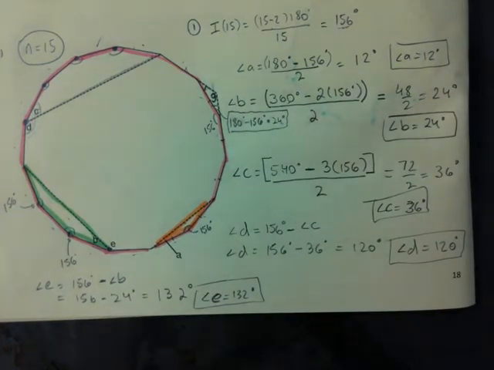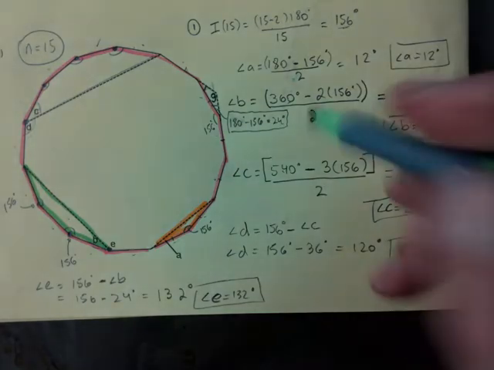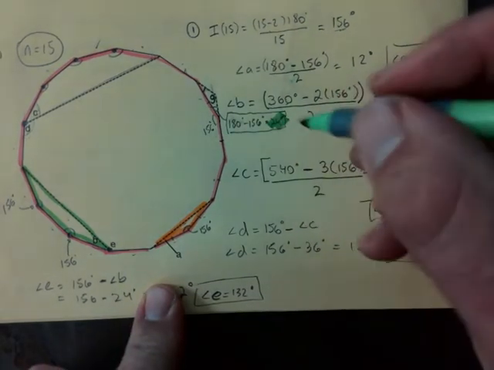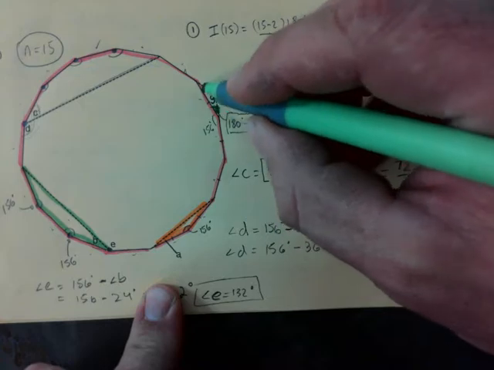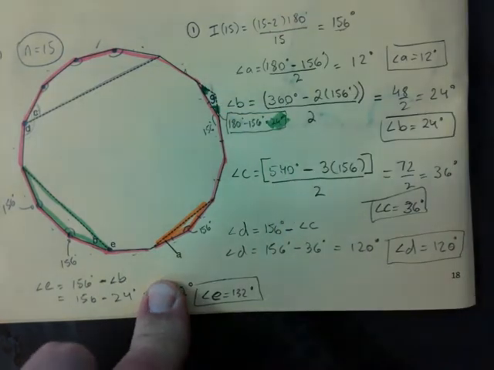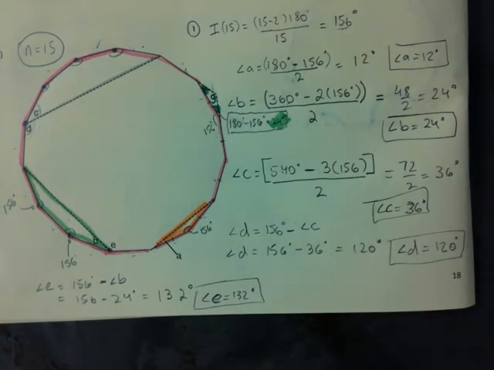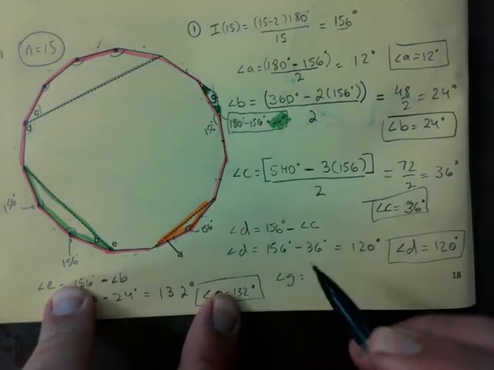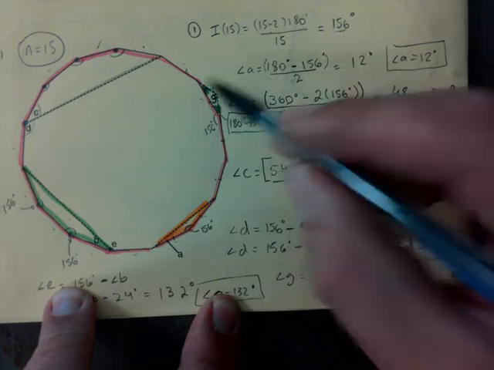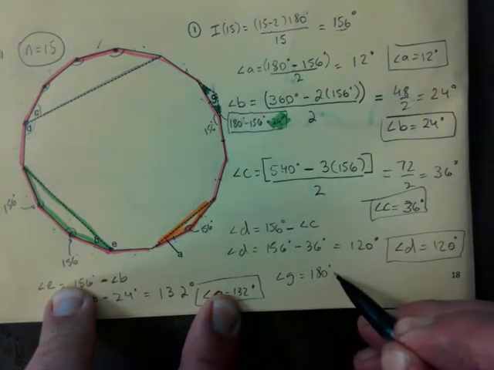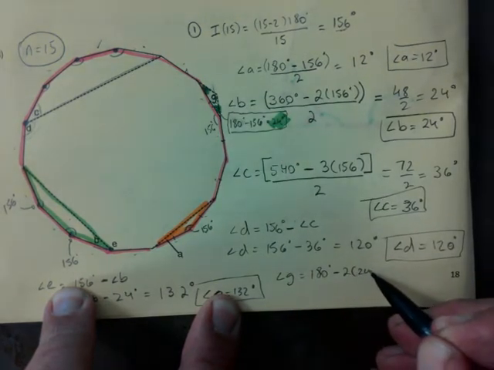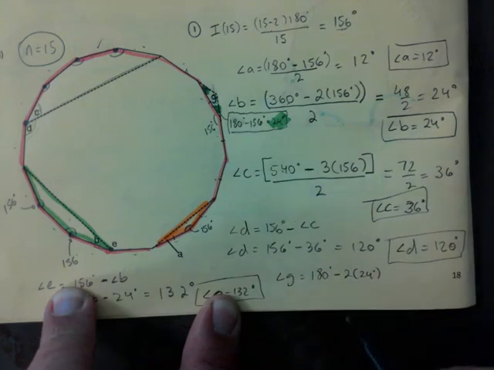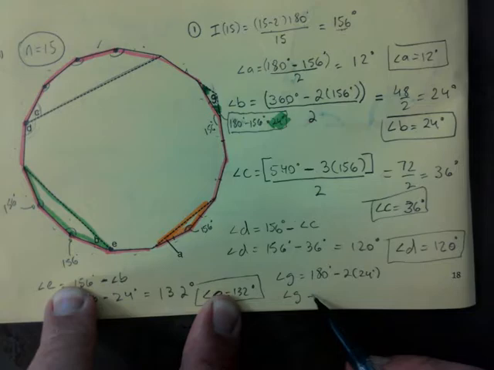I'm going to highlight that there and just show that this angle is 24 and this is 24. Okay. So to get G, I know that G is a triangle, right? So it's 180 minus 2 times 24. And that is 132 degrees.